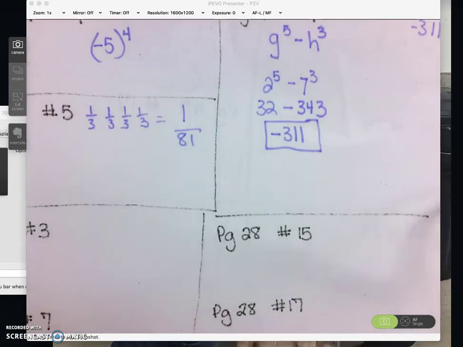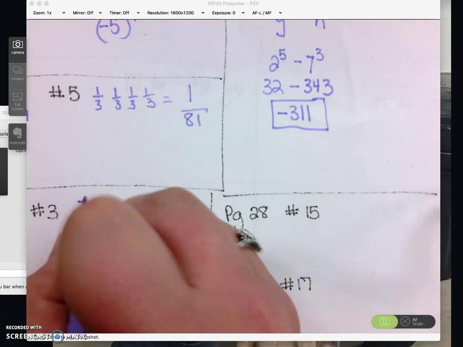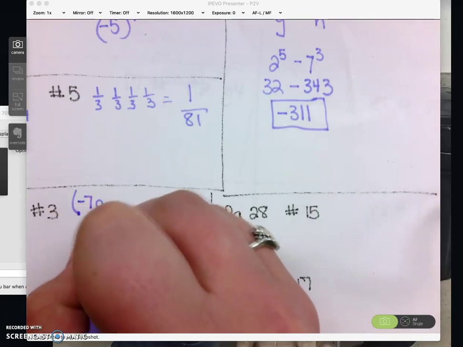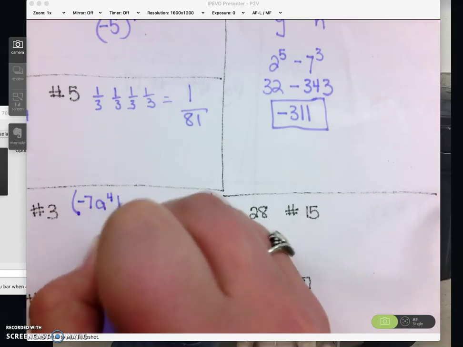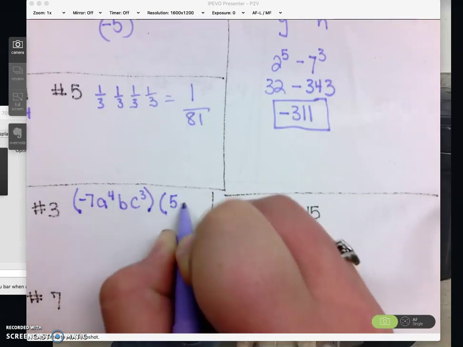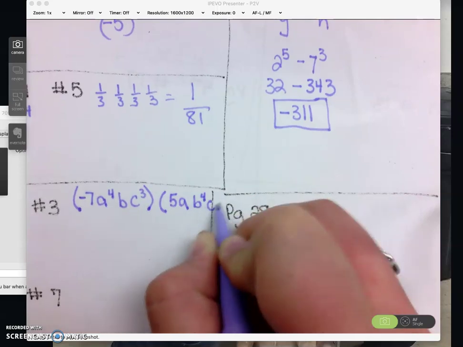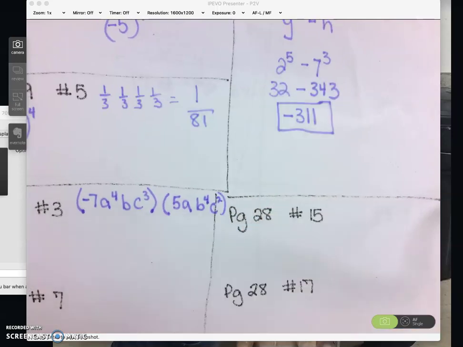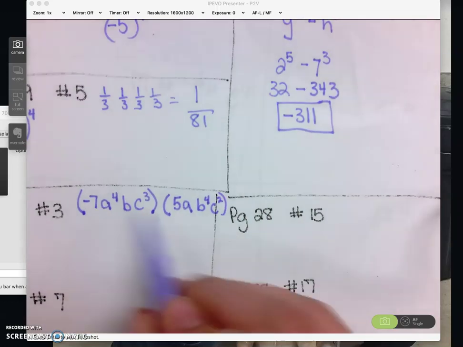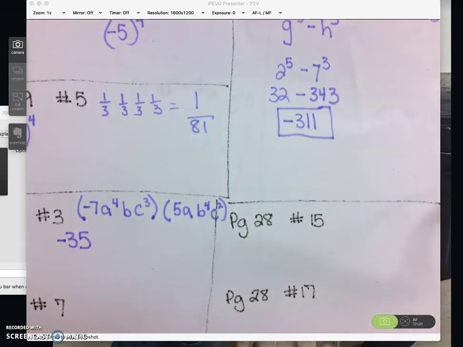If you are following along, it's probably a good idea. Number 3. You can't show a whole lot of work on this one, but again, it looks like it's going to be on our quiz. This is where we multiply our two numbers, -7 times 5, which is -35, taking a calculator and multiplying those two numbers.